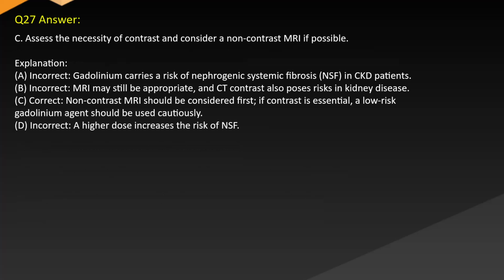Answer C. Assess the necessity of contrast and consider a non-contrast MRI if possible. Explanation. A. Incorrect. Gadolinium carries a risk of nephrogenic systemic fibrosis (NSF) in CKD patients. B. Incorrect. MRI may still be appropriate, and CT contrast also poses risks in kidney disease. C. Correct. Non-contrast MRI should be considered first. If contrast is essential, a low-risk gadolinium agent should be used cautiously. D. Incorrect. A higher dose increases the risk of NSF.